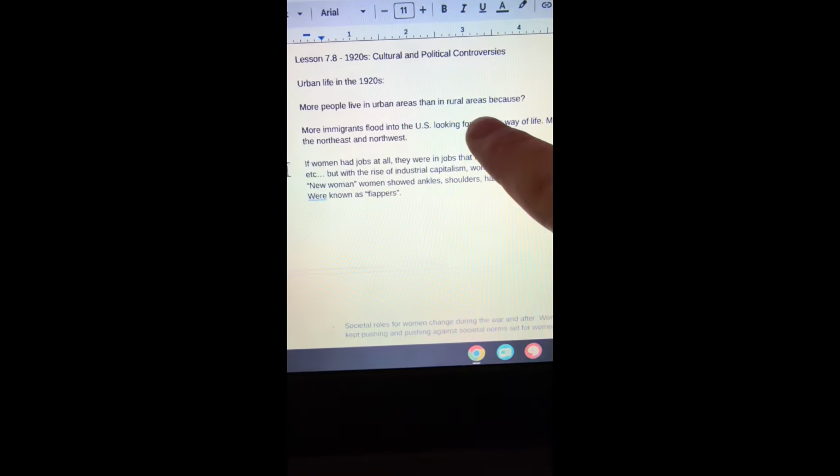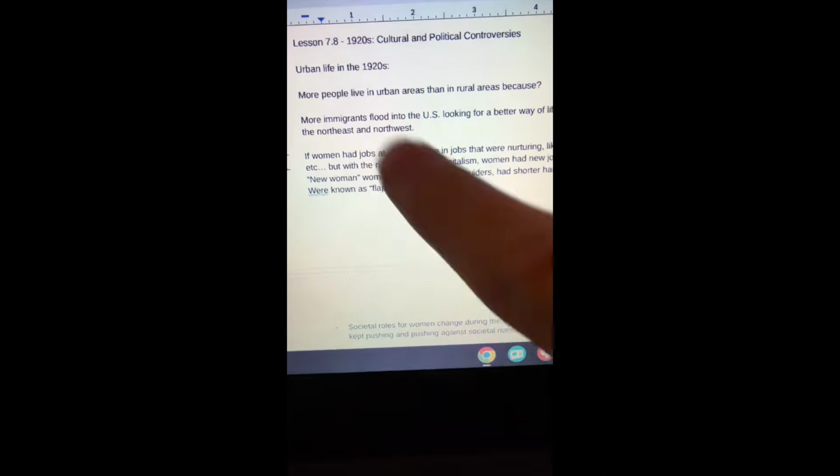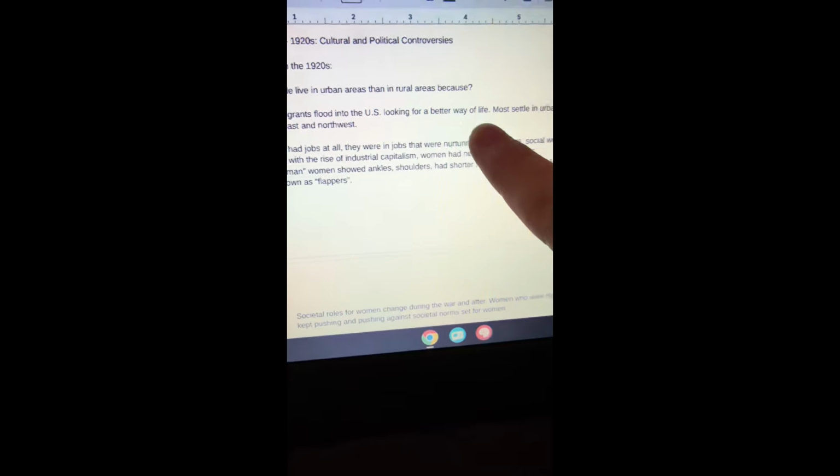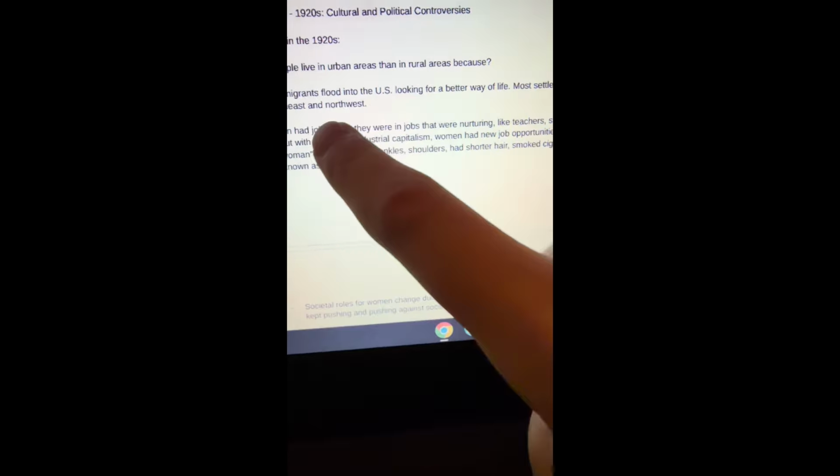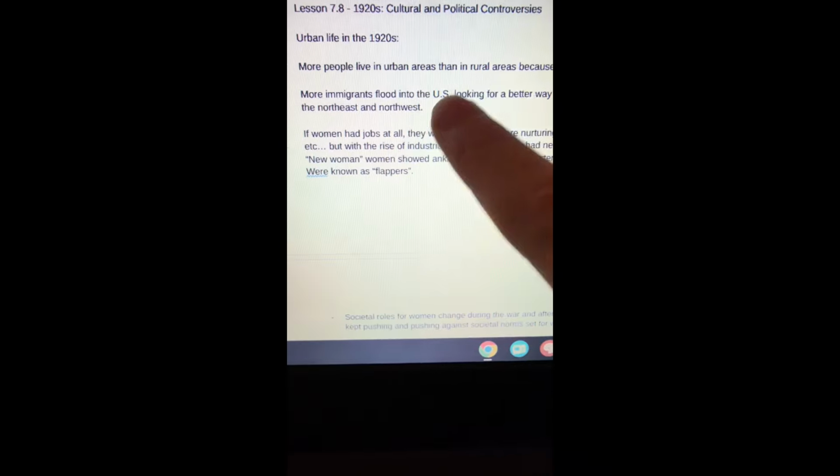More people live in urban areas than rural areas because more immigrants flood into the U.S. looking for a better way of life. Most settle in urban areas in the Northeast and Northwest.